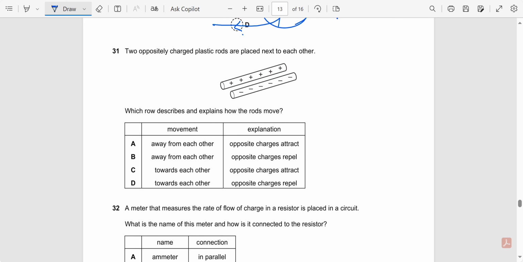Two positively charged rods are placed next to each other. Which row explains how the rods move? Moving away from each other? No, they are oppositely charged, so they should move towards each other. Opposite charges attract, like charges repel, opposite charges attract.